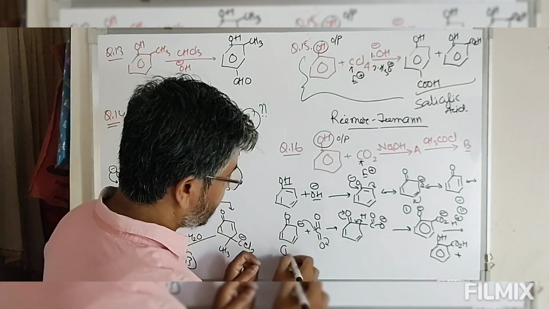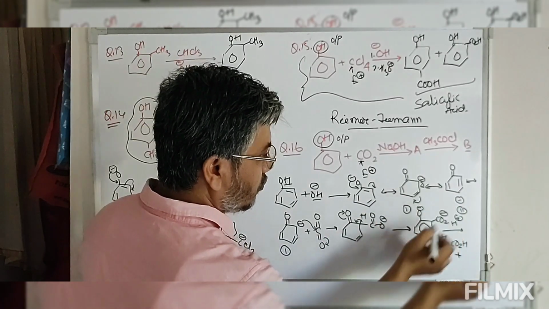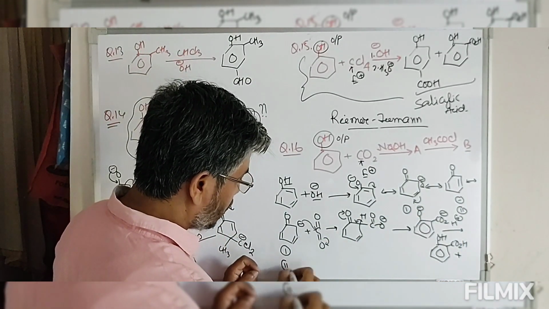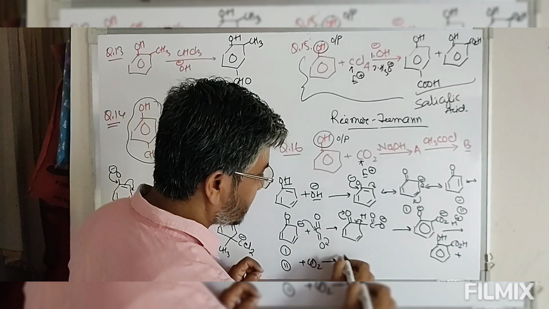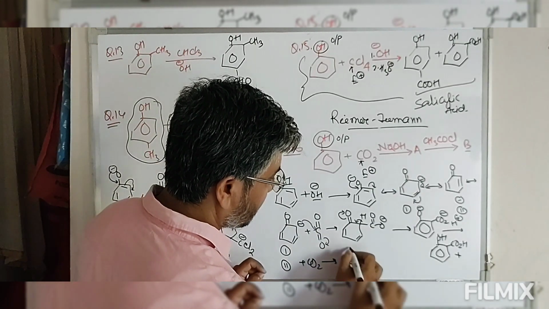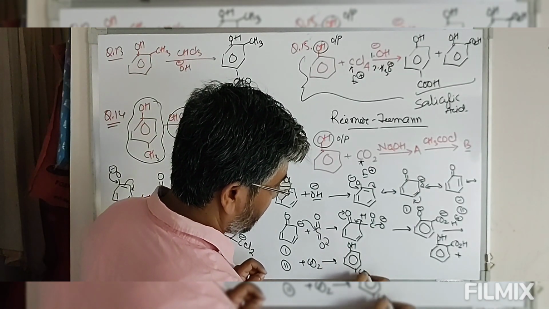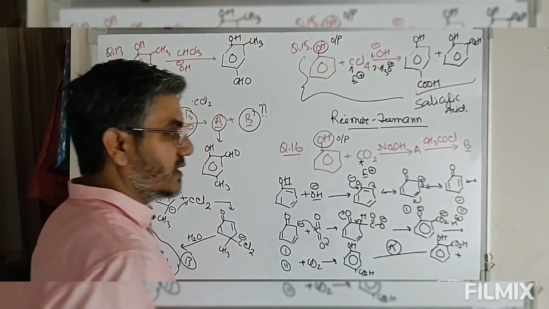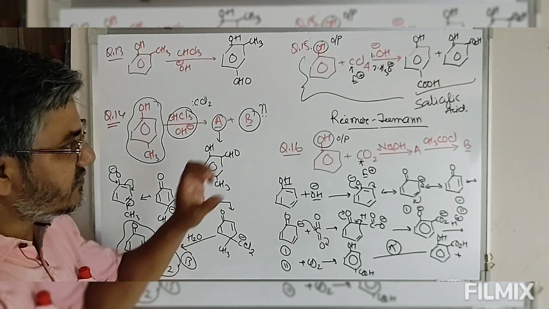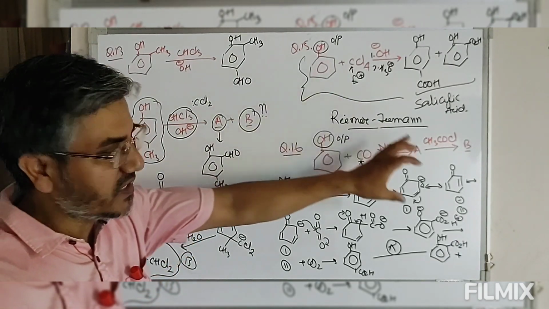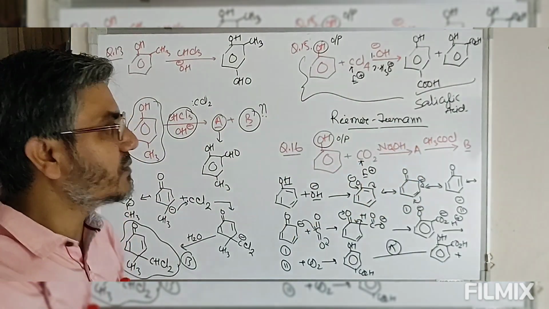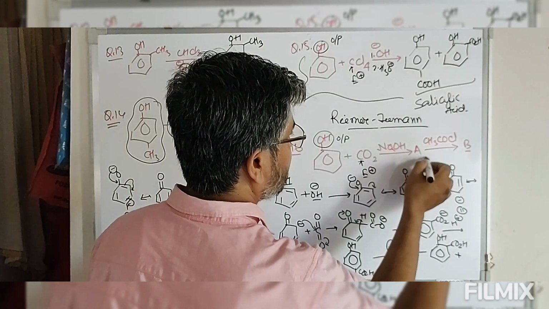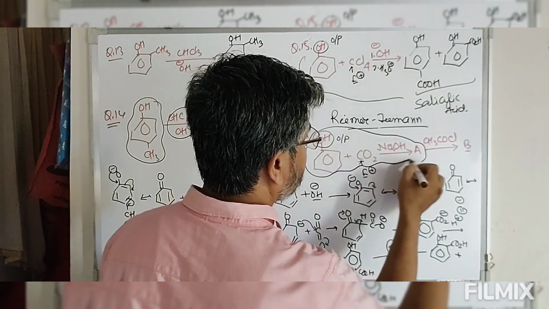If we start with this 2, this will give you the para product. So 2 reacts with carbon dioxide, this gives you para substitution. So both we have to get. This is compound A, that is salicylic acid. So this conversion of phenol into salicylic acid by use of carbon dioxide, this reaction is known as Kolbe-Schmitt reaction.